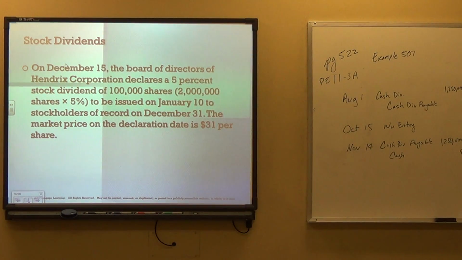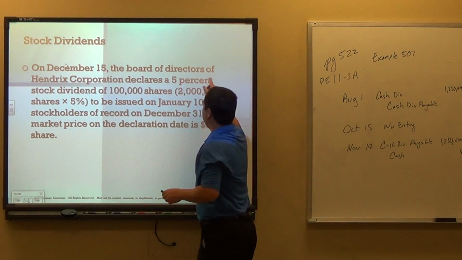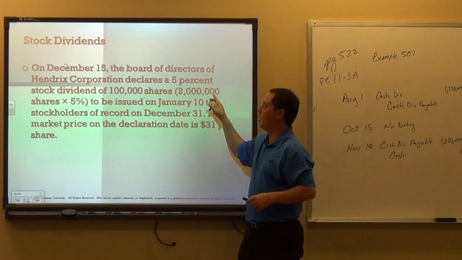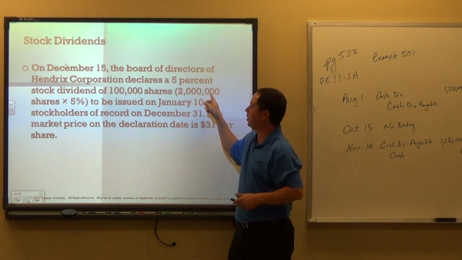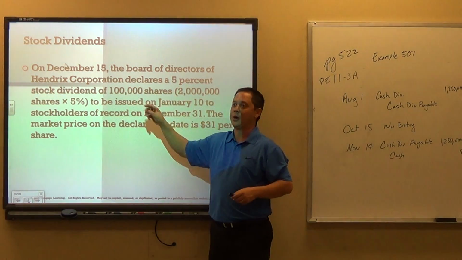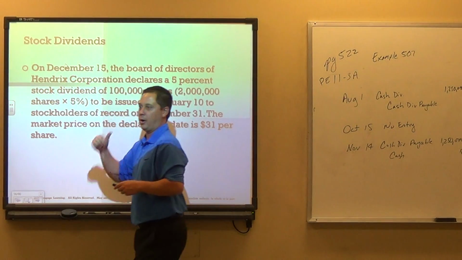So now we have to figure out, well, what does it cost us to put that out there and give that to them? So we have 100,000 shares, what's that? Where did the 2 million come from? That is 2 million shares that are out there that people have. And so 5% of that 2 million is the 100,000 shares that we're going to be distributing out there as a part of it.